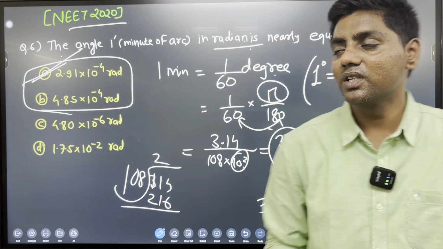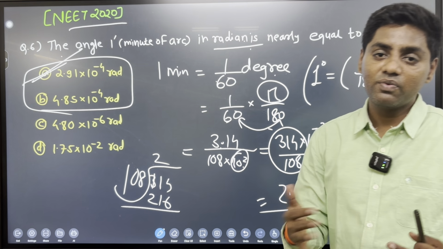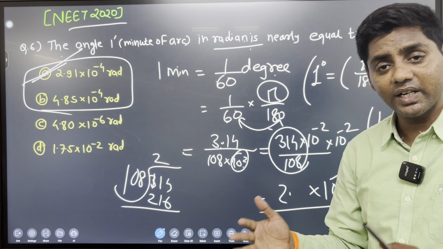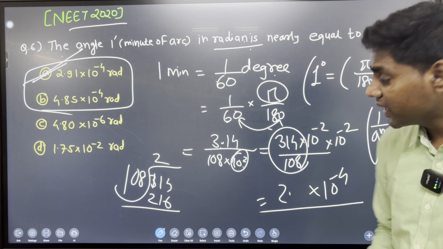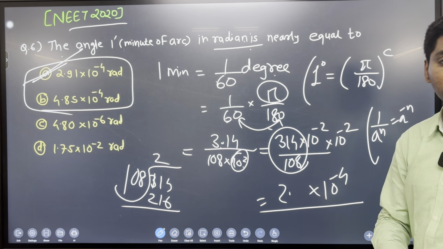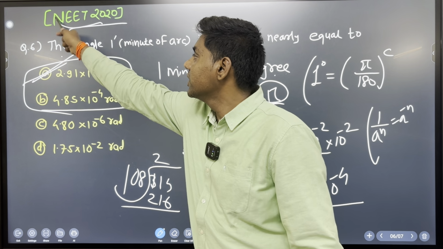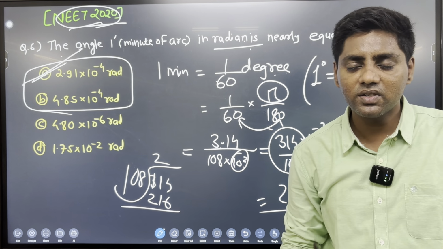It is very simple, you have to remember the conversion well. 1 minute equals 1/60 times degree. How to convert degree in terms of radian? That is multiply by pi by 180. And you just have to do simple calculation. Anyone can calculate and we get the 4 marks. The question was asked in NEET 2020. So practice well.